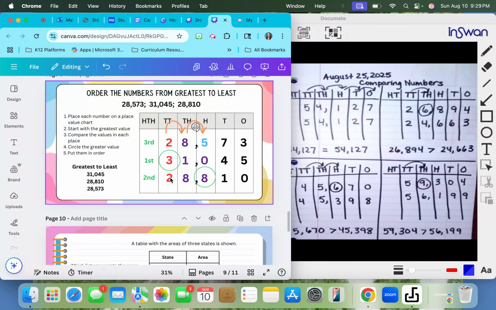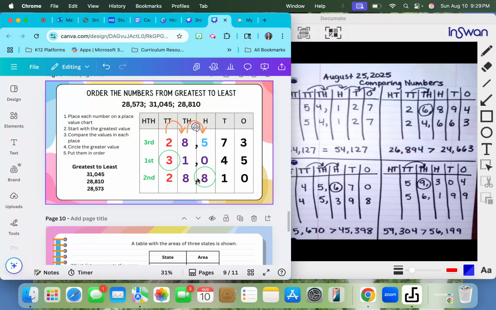Now, both of these have a 20,000. So I need to go next door. Well, both of these have an 8,000. This one has an 8,000. This one has an 8,000. So I have to go next door again. So I'm going to go next door to the hundreds place. Now I have different values. This top number has a 500 and the bottom number has an 800.